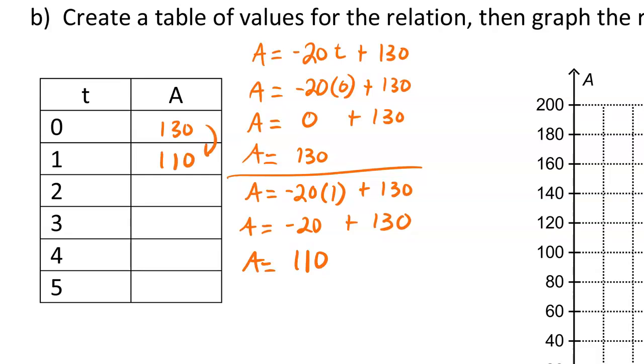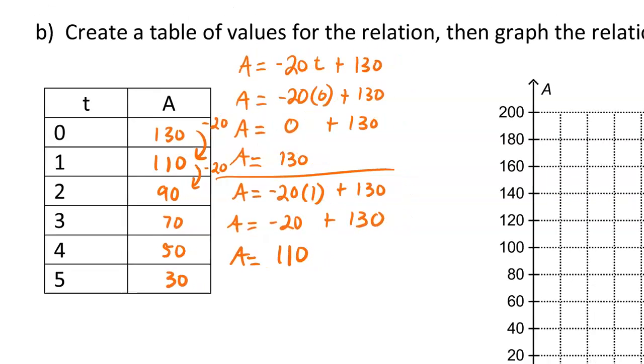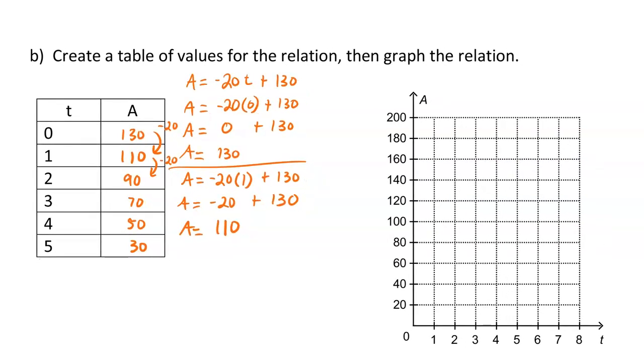So $110. Now our rate of change, which we already knew, but we just double checked by doing the formula, was negative $20. So every week he's losing $20. From 110 to 90 is again a rate of change of negative 20, and so on. You're going to go 70, 50, and 30. So at 5 weeks, he is down to $30 in his account.